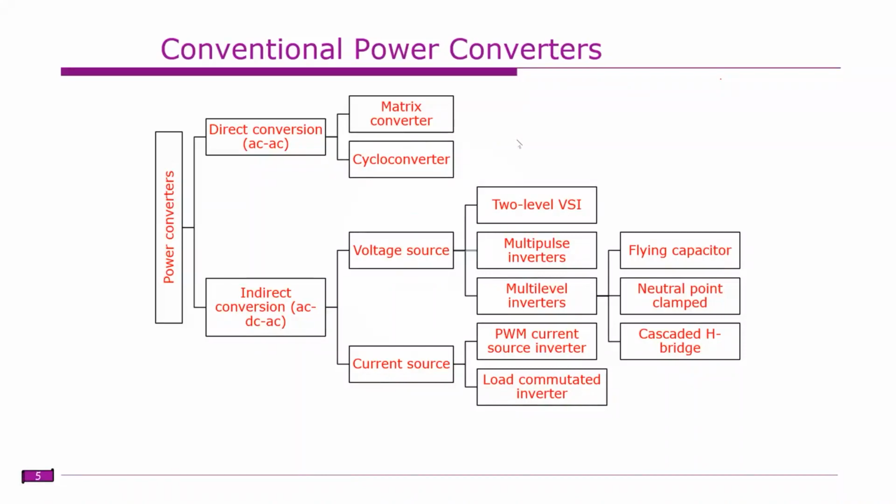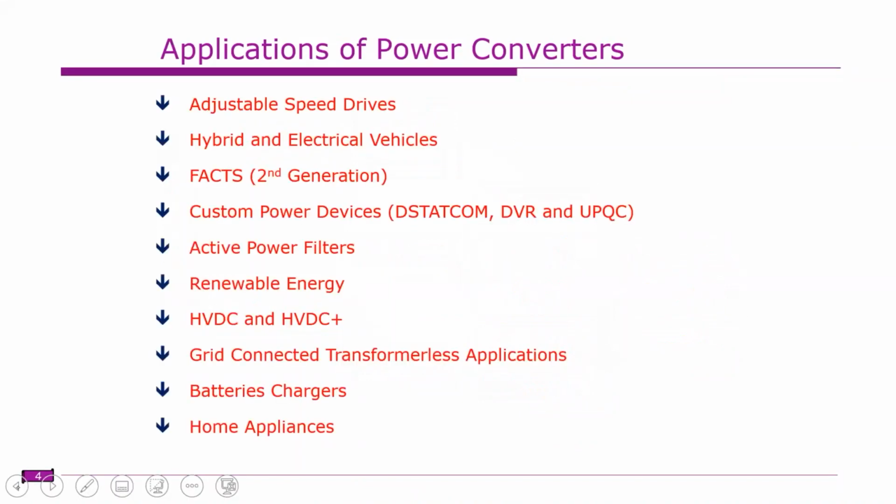So power converters can be required for different applications. We have some different applications starting from adjustable speed drives, so hybrid or electric vehicles, flexible AC transmission systems, custom power devices, which we use to enhance the power quality, active power filters, renewable energy integration, generation, and HVDC and HVDC plus, so grid connected applications, transformerless applications, battery chargers, and home applications.